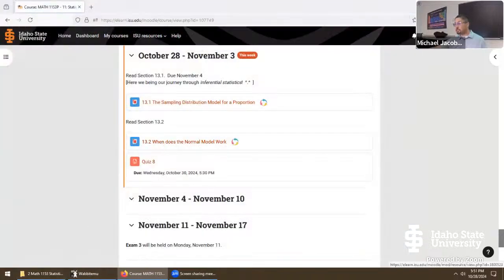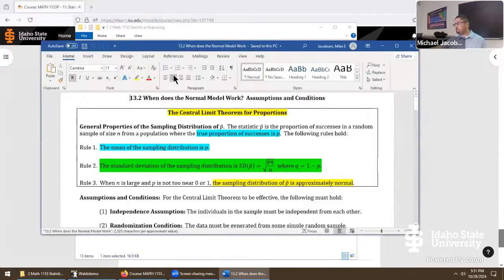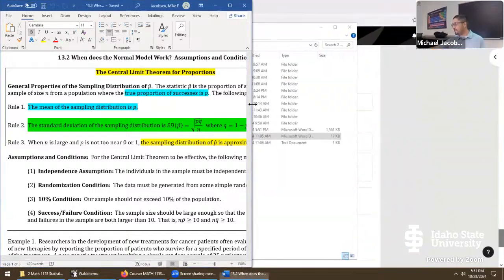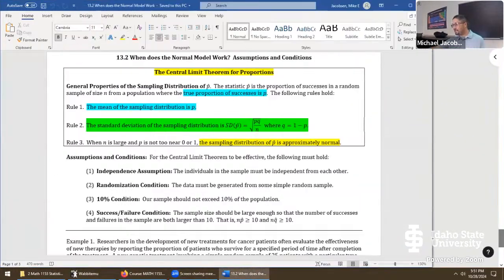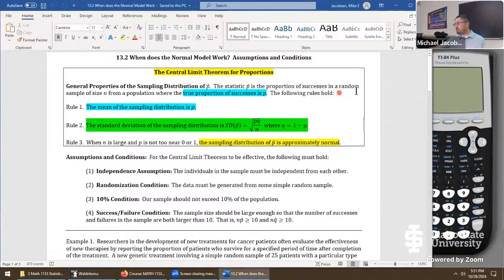So that's section 13.2. Let me get these windows going for us. Okay, this just takes a moment to get everything right where it should be. There we go. So the notes start out pretty similar to how they started out before.